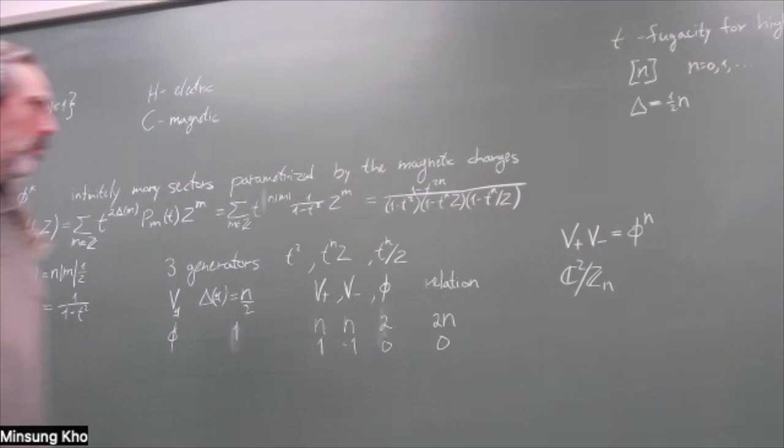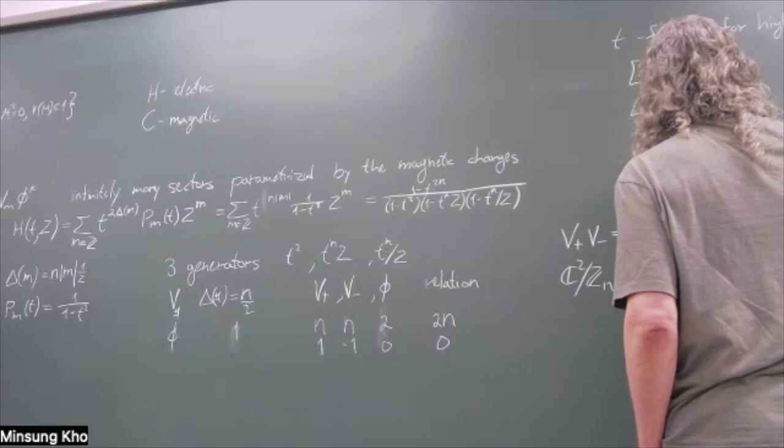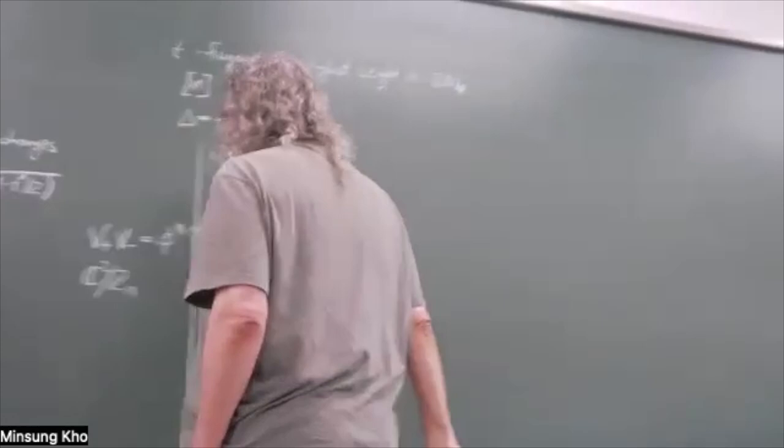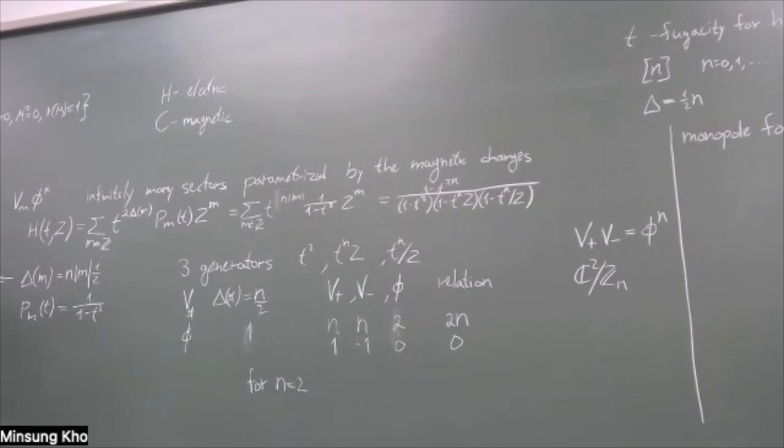Okay, so next I will write the formula. So the monopole formula. Well, let me make some further comments. For n equals 2, something important happens. You see?